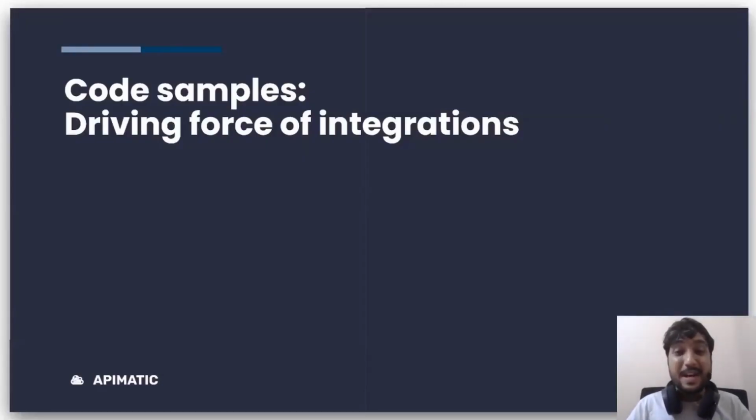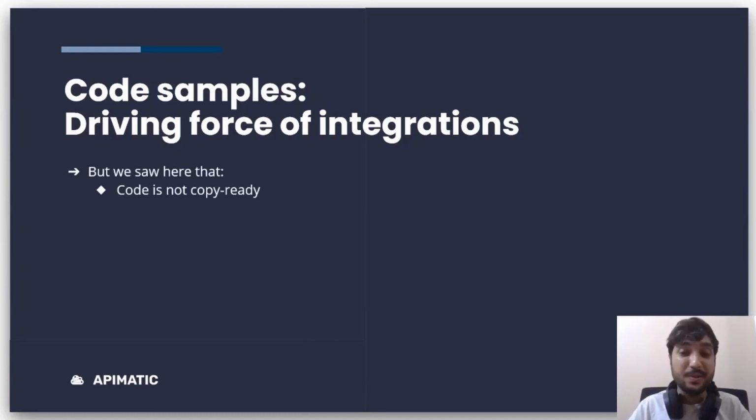So while we are advocating for code samples as the driving force of integration, it seems like this API portal got a lot of them wrong. So why are these code samples not good? Because they're not copy ready. Usually, when someone is coming to your API portal, they intend to use the API in their application. So you want to give them something that they can copy into their application's code. And these code samples, as you saw, often would crash the user's application. So that is not good.